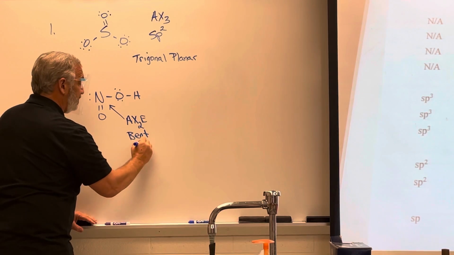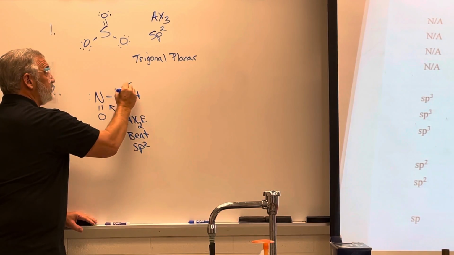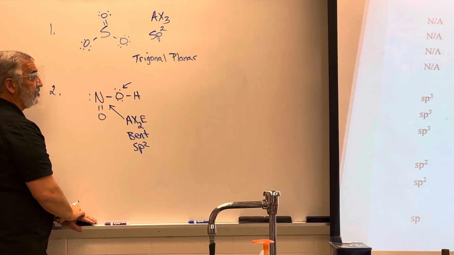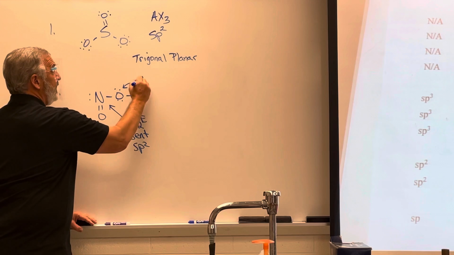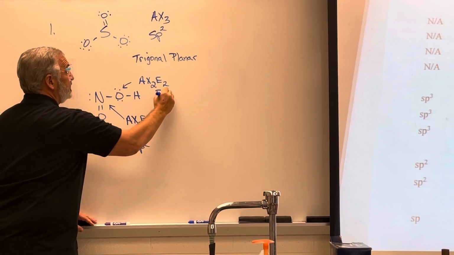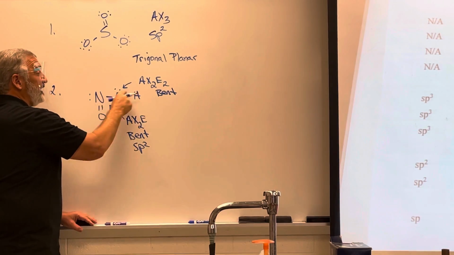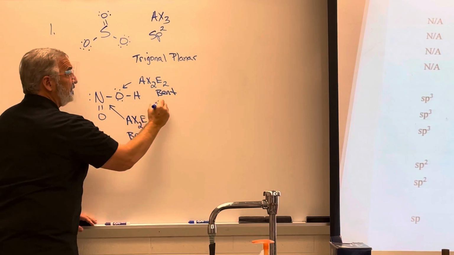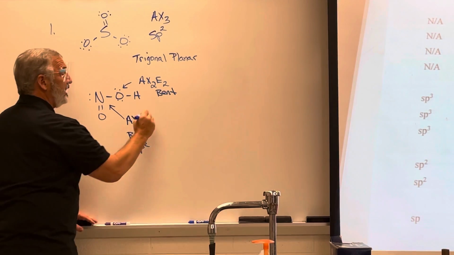sp2. Whereas this oxygen, its AX formula is what? AX2E2, which tells me then it's going to be bent. Now it adds up to 4. So what type of hybridization? sp3.